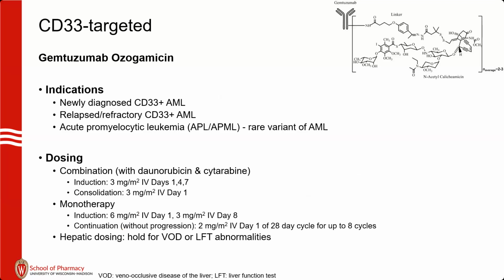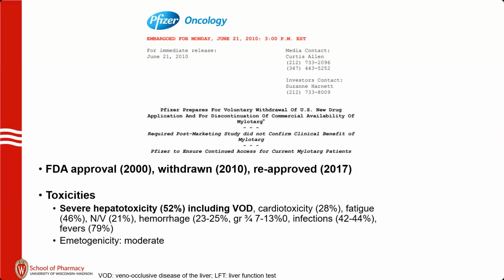Indications are here on the slide. CD33 positive AML as well as APL, which is a rare variant of AML, have FDA labeled indications. Dosing is here on the slide. I will highlight the hepatic dysfunction and holding for veno-occlusive disease or LFT abnormalities. And that's a nice pivot to the origination of this product. Even before I was a clinical pharmacist, this product was approved way back in 2000, and I believe, Mike can correct me if I'm wrong, this was the first antibody drug conjugate that was FDA approved.